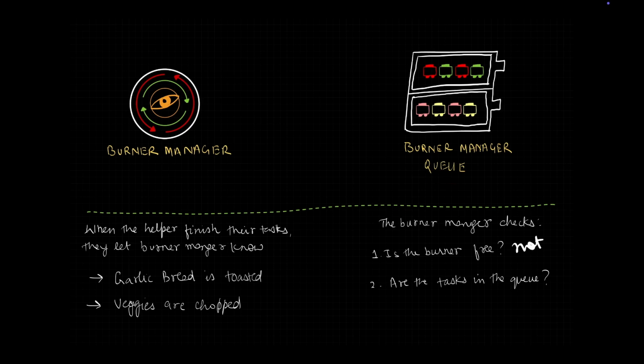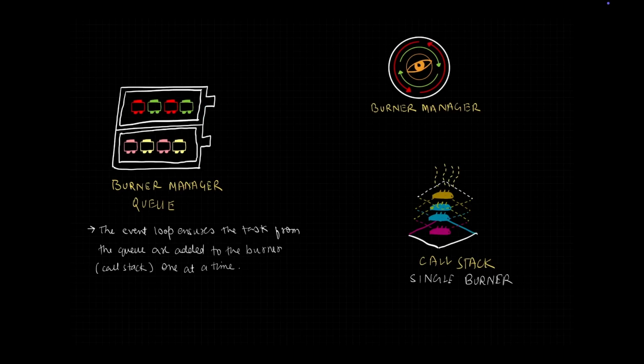So the first thing is the burner manager checks if the burner is free. If it's free, it puts the task on the call stack, which is the single burner. If not, it takes those tasks and puts them in the queue here. If the burner is not free and the helper has completed their task, the burner manager takes those tasks and puts them in the burner manager queue. Now the event loop ensures that the tasks from the queue are added to the call stack, which is the single burner, once the call stack is free.